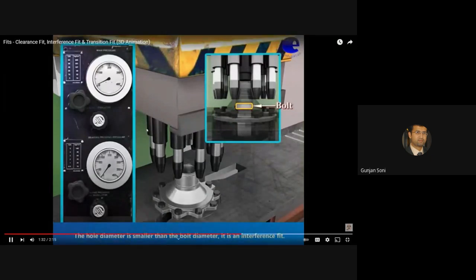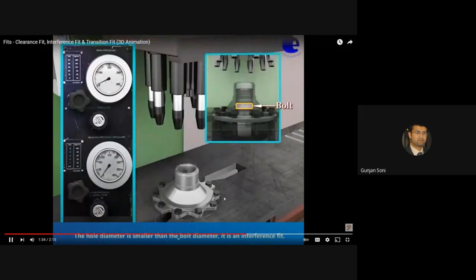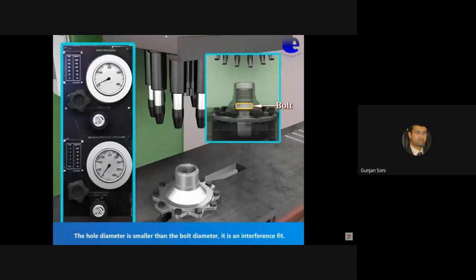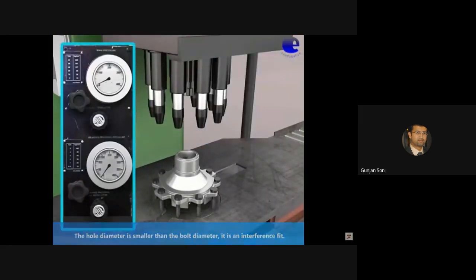The hole diameter is smaller than the bolt diameter. It is an interference fit. Is smaller than the bolt diameter. It is an interference fit.